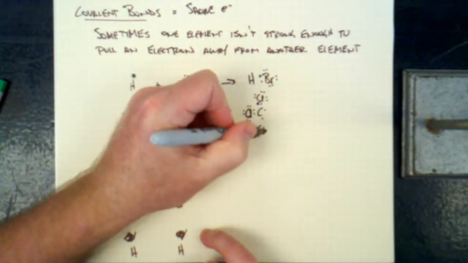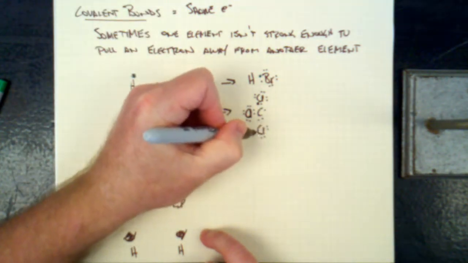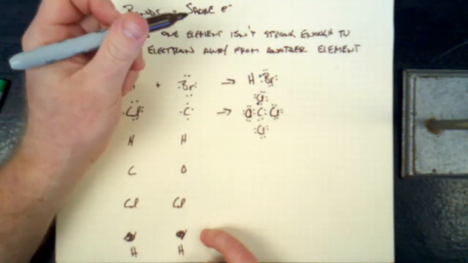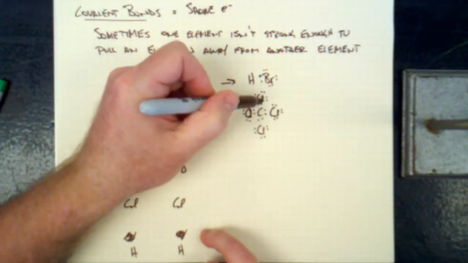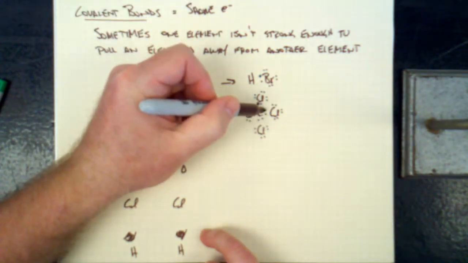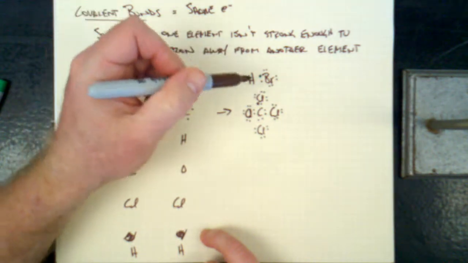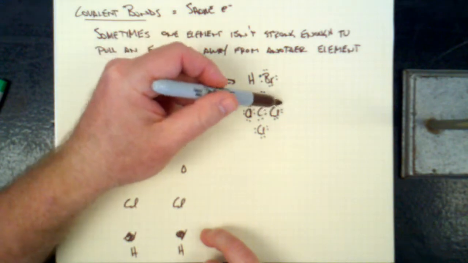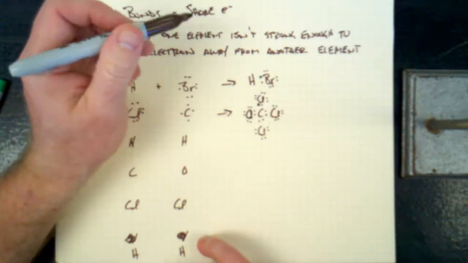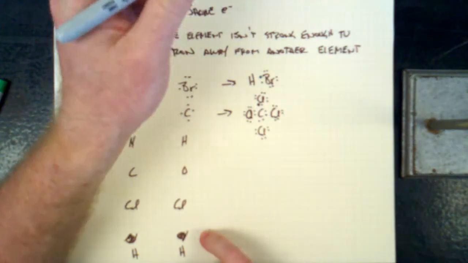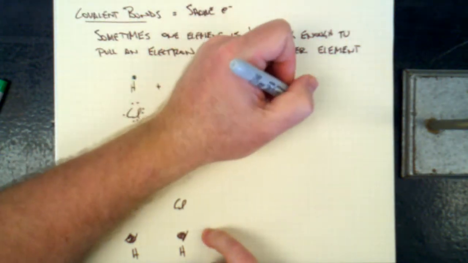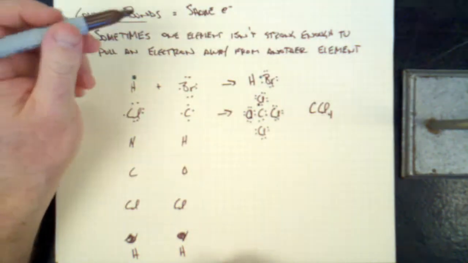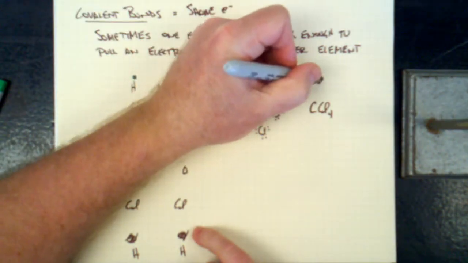And it can take in another chlorine, and another chlorine. So now, if we look at the carbon, it's got 8 electrons around it. It's got a full shell. Chlorine has 8 electrons. All the chlorines have 8 electrons around them. And so what this tells me is that we now have a formula of 1 carbon and 4 chlorides, whereas this one is HBr.